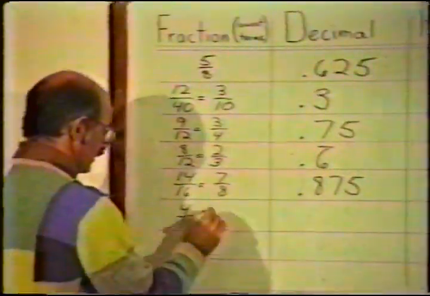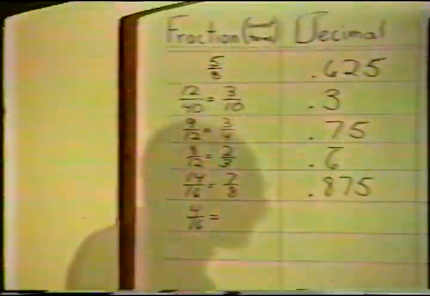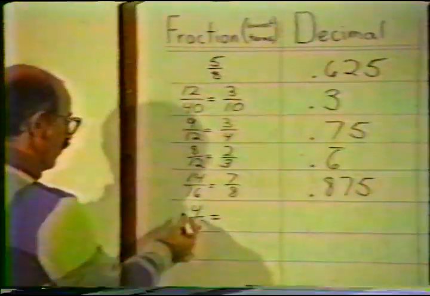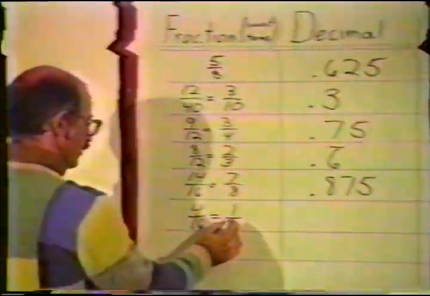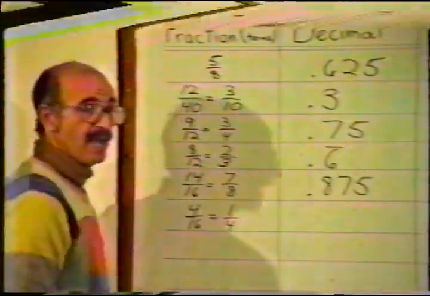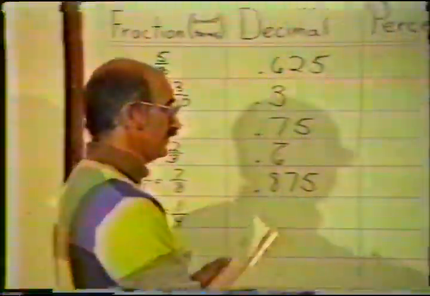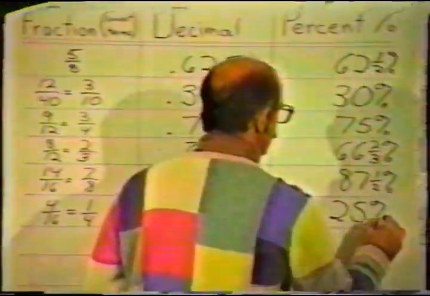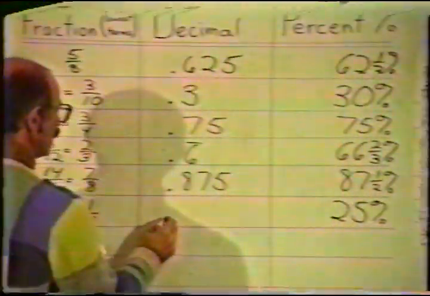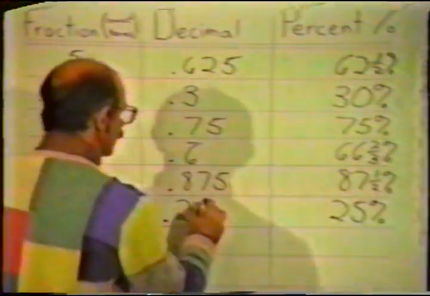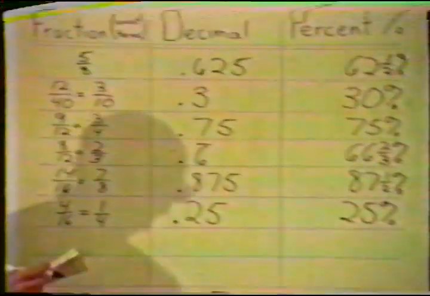4/16. Reduce it by hitting them with 4. 4 into 4. 1. 4 into 16. 4. 1/4 is how much percent? 25%. Or as a decimal, 0.25, 25 hundredths.